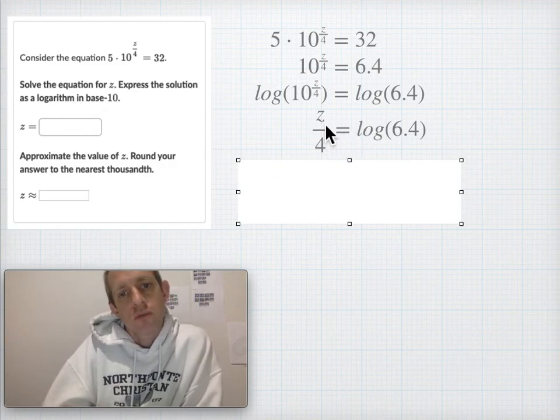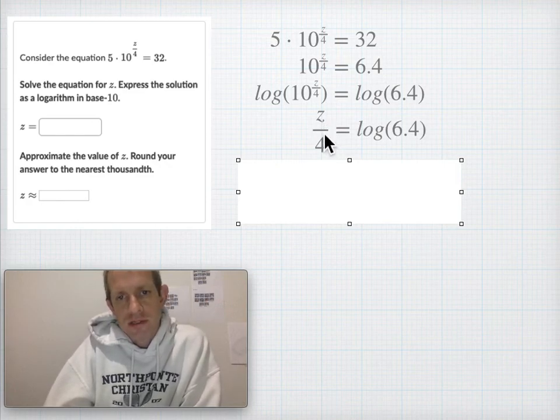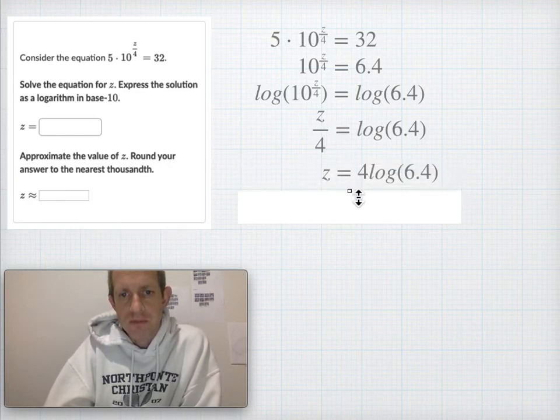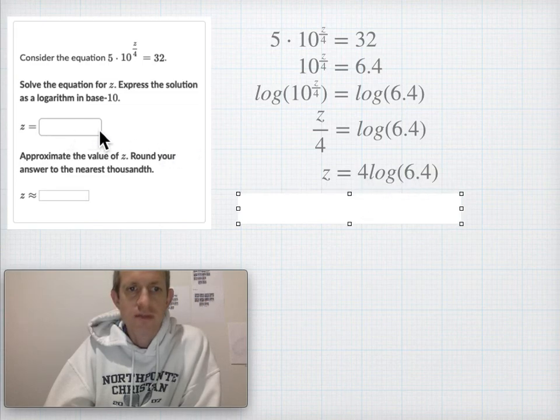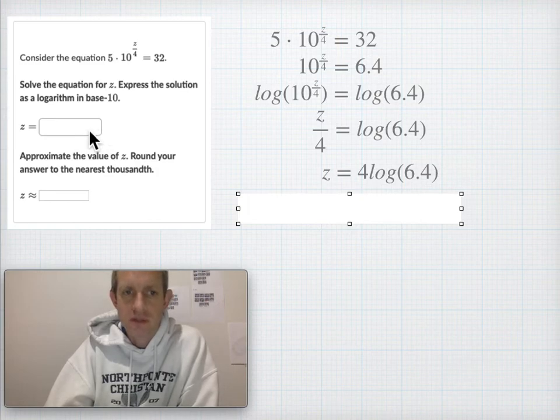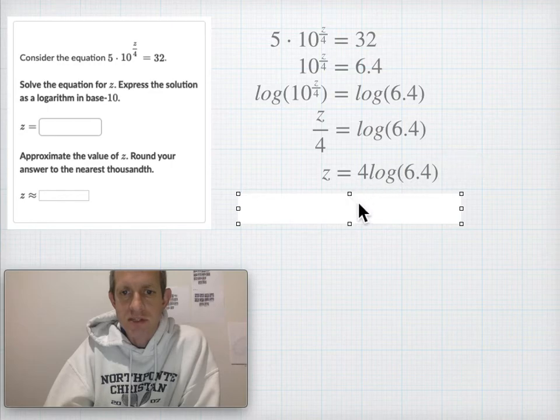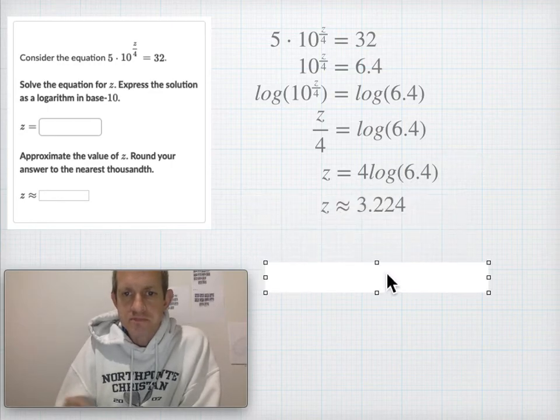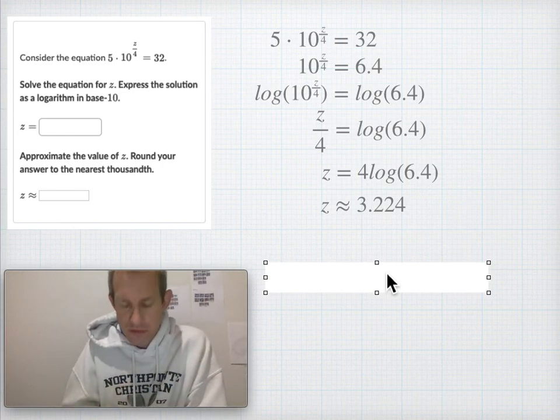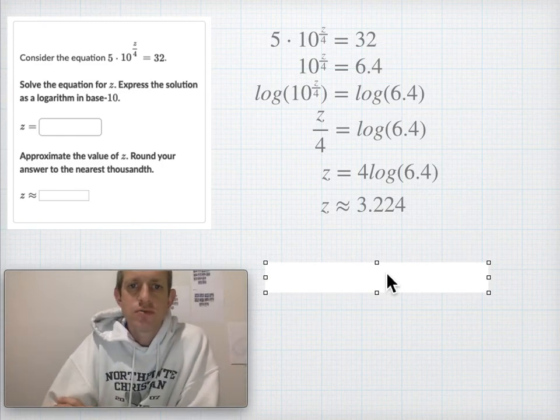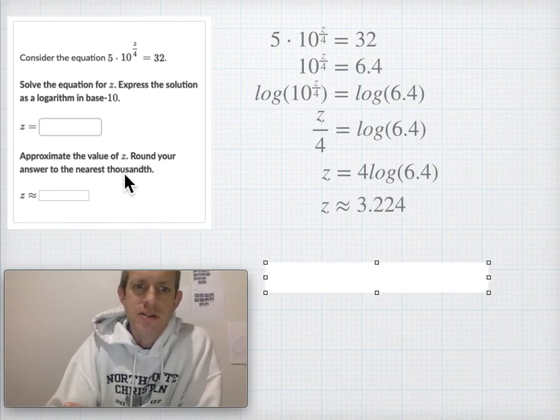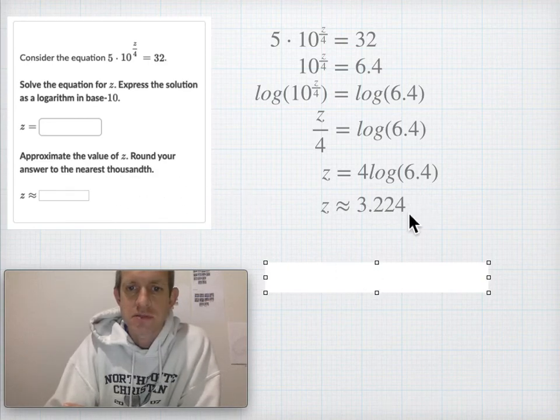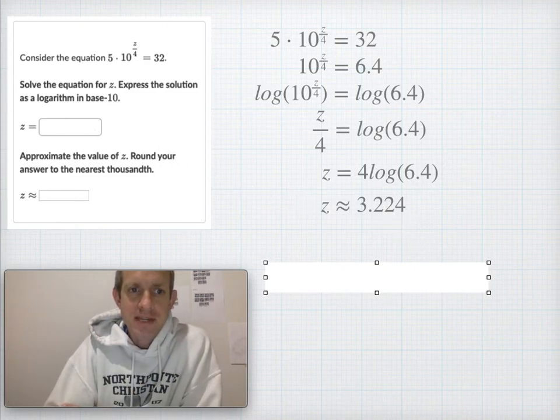So one more move to get z completely alone. Since it's been divided, we'll multiply by 4. And this expression, 4 log of 6.4, that's the exact form that they're looking for in this answer. And to actually evaluate that, simply type it into your calculator, 4 log of 6.4, and it gives us 3.224 and a whole bunch of other numbers. They wanted us to round, in this case, to the nearest thousandth, so I chose the third decimal place to round to. So there's the basic idea.